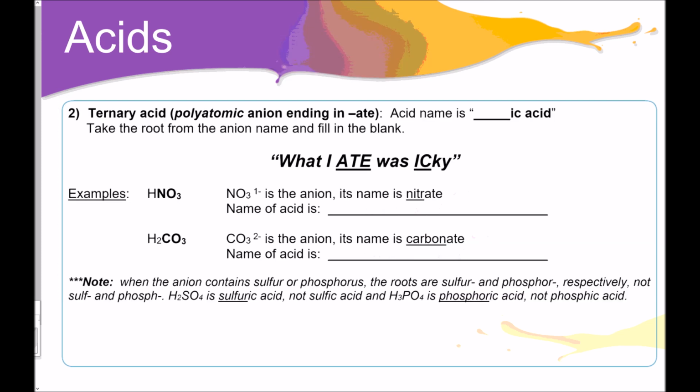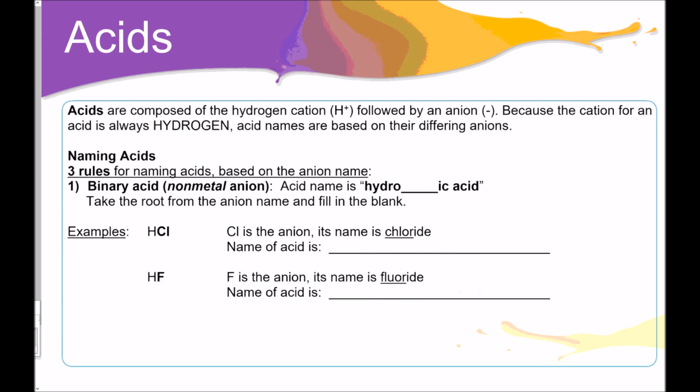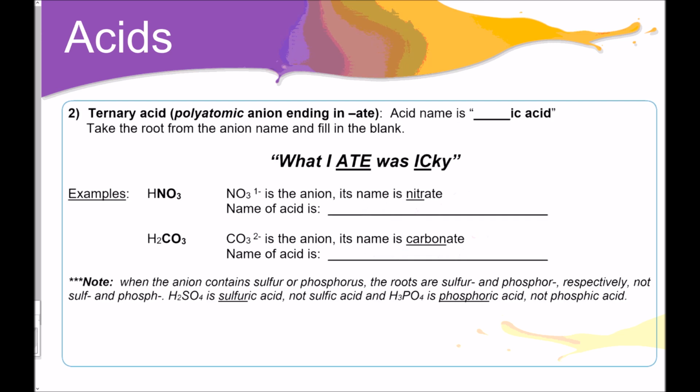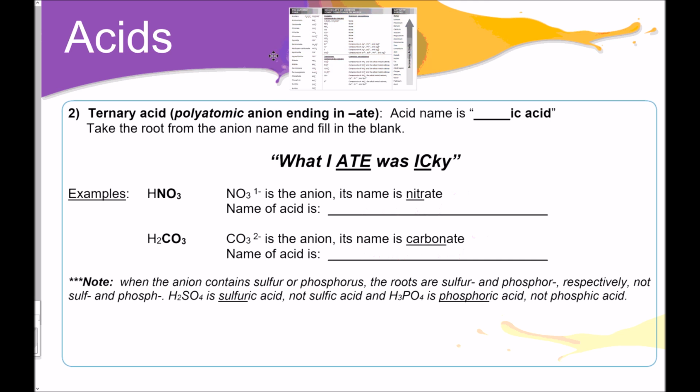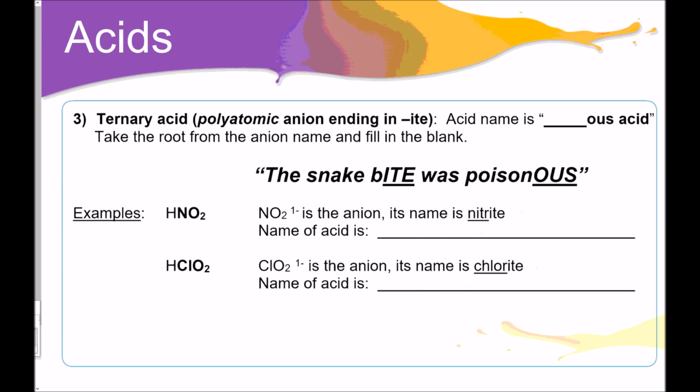Okay, so a little recap before I move on. If you just have a binary acid, meaning that the anion is on the front of the periodic table, these are your hydro acids, hydro-blank-ic acids. Then, if you've got a ternary acid, meaning it contains a polyatomic ion from the back of the periodic table, remember, what I ate was icky, and the snake bite was poisonous. There's no hydro in these, just ate to ic and ite to ous.